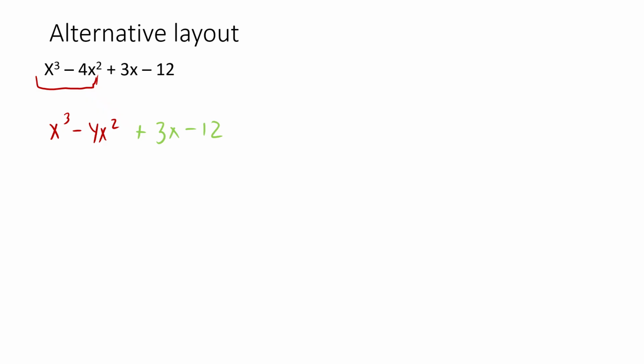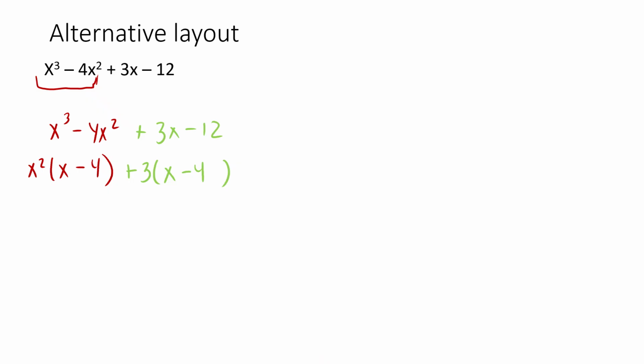And so I look at the red part only, and I say, what's the greatest common factor in the red part only between x to the third and negative 4x squared? Well, that would be x squared. And so I factor that out, and I'm left with x minus 4. And then I repeat the process with this. I say, what is the GCF between 3x and negative 12? Well, that would be 3. And that leaves me with x minus 4. And you could check each of those. x squared times x is x to the third, negative 4x squared, 3x, negative 12.